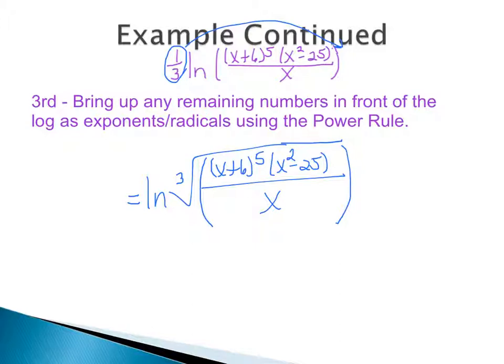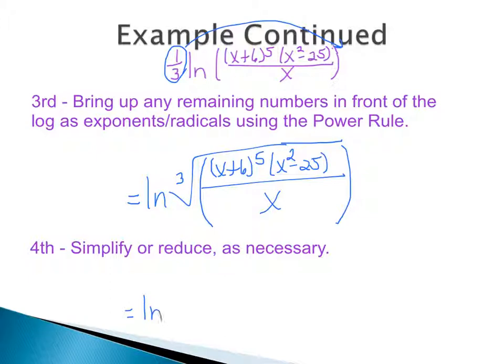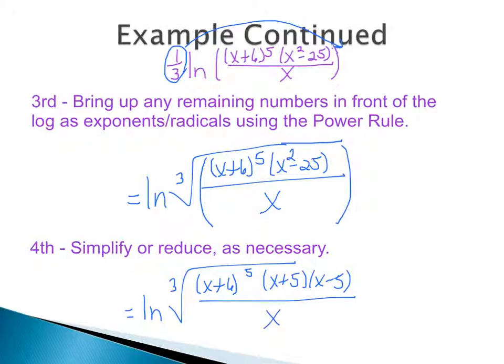Our very last step would be to try to simplify and reduce if possible. The only thing that I could do here would be to factor that x squared minus 25. So I would have x plus 6 to the 5th, and then x squared minus 25 will become x plus 5, x minus 5, all over x. So although I can factor it, really what we have here cannot be simplified anymore. So either of these two answers would be fine. Again, the important piece in terms of bringing up that last exponent using the power rule is that the natural log has to be on the outside.